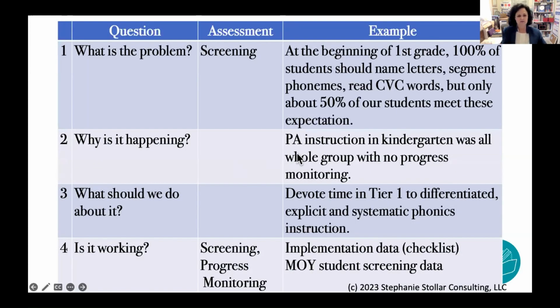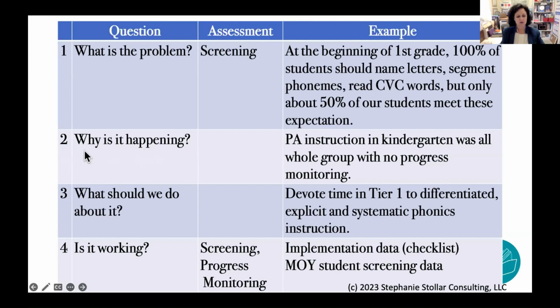Same 4 steps, same 4 questions in the collaborative problem solving process. This would be done not with a student team, but with a grade level team, using the same kinds of data sources. And it might play out something like this. At the beginning of first grade, 100% of students should name letters, segment phonemes, read CVC words, but only about 50% of our students meet these expectations. So that's the problem that's observably and measurably defined.